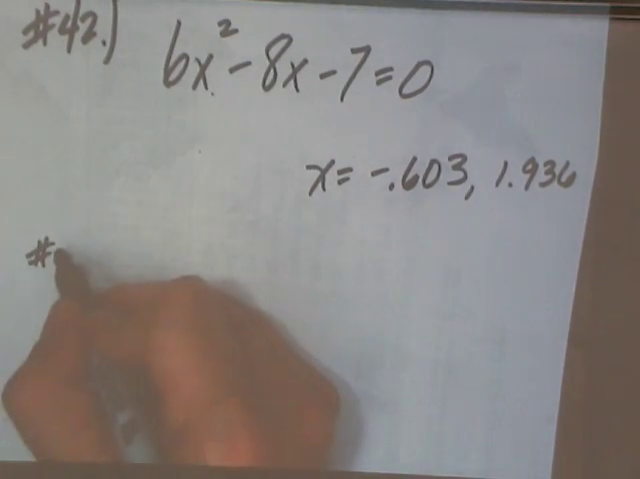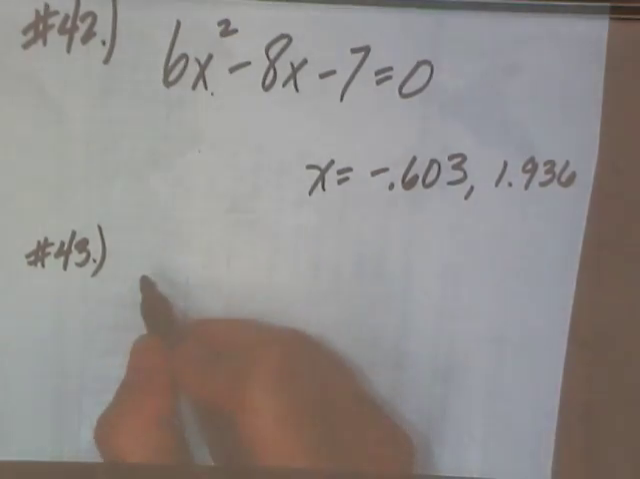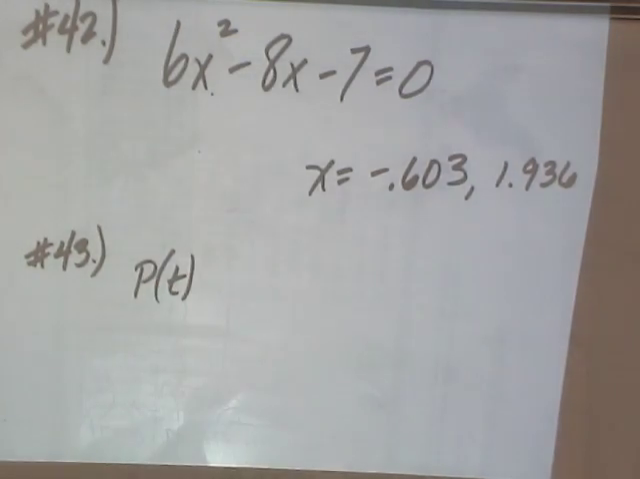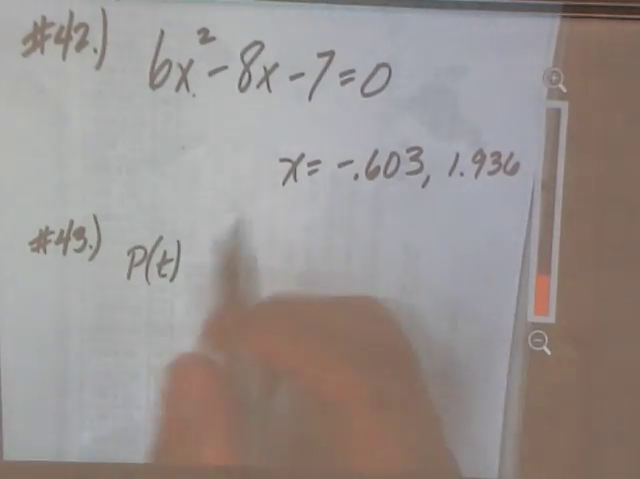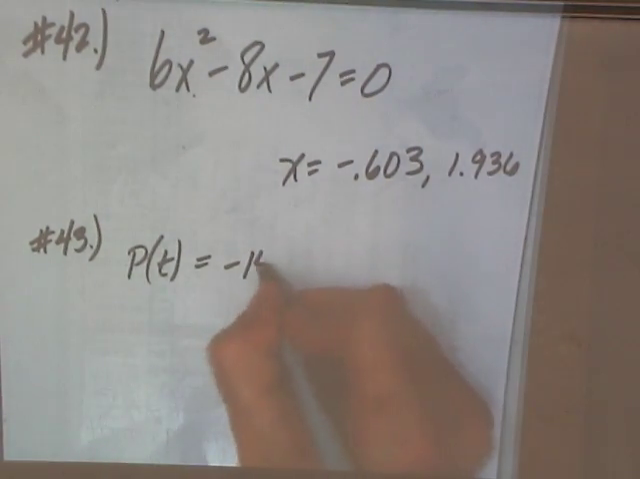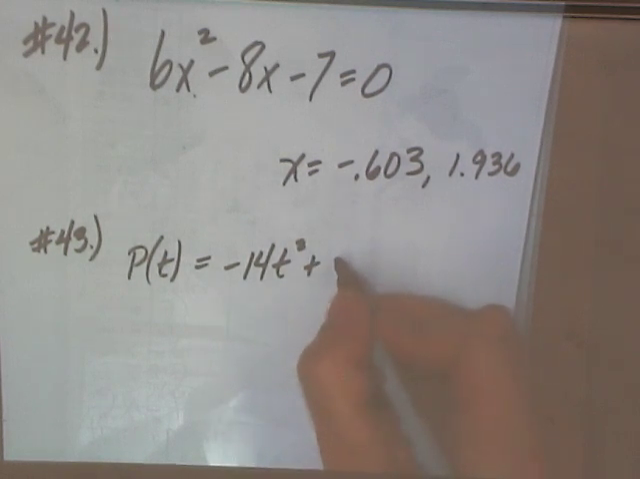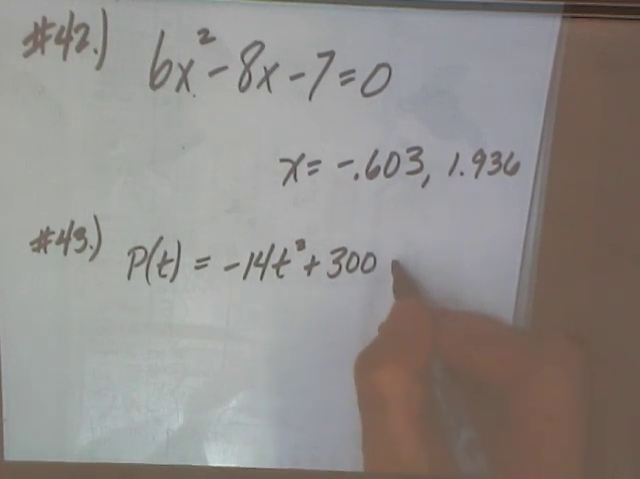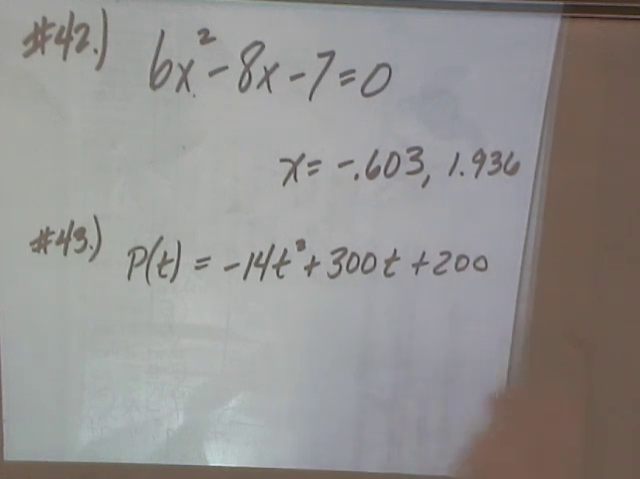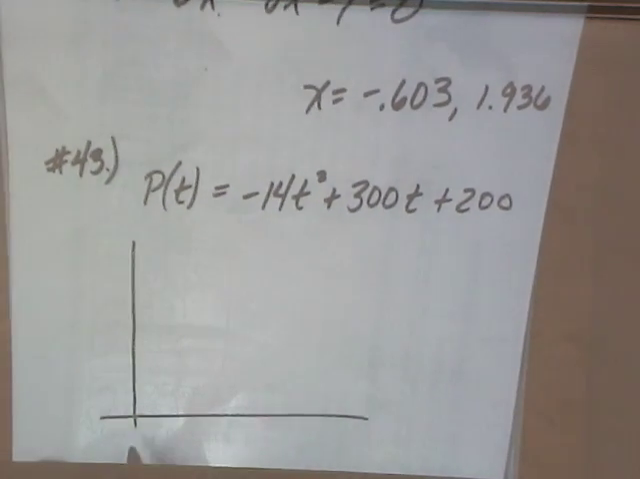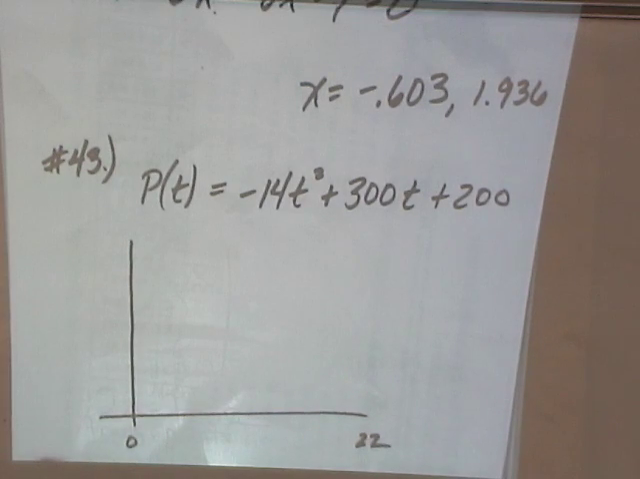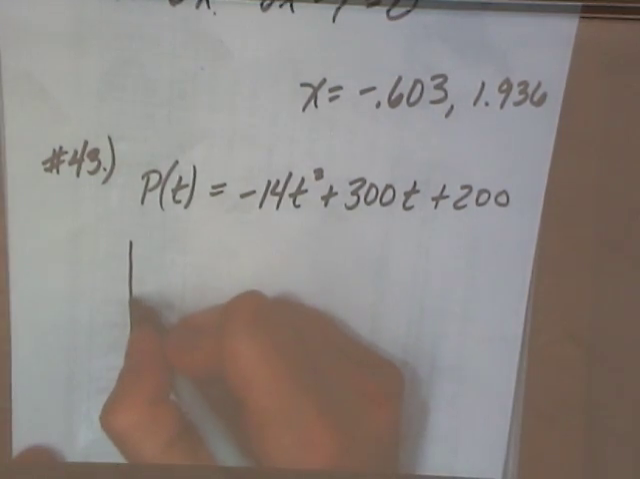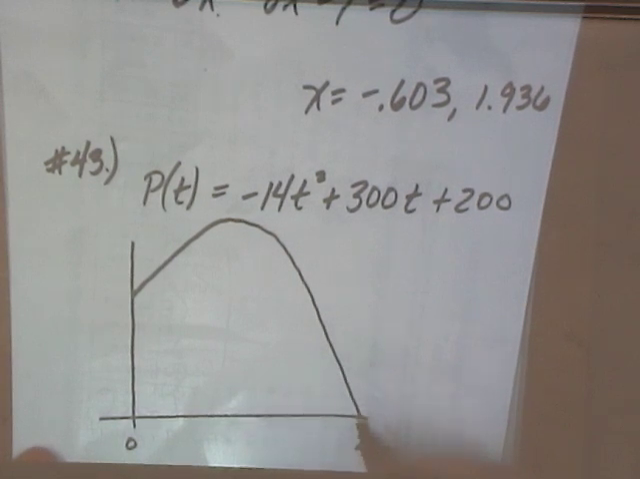43. Think about what we know. It'd be a parabola, right? Opening down. How do you know that? Because that a value is negative? Good. Alright, so if we were to graph this from, say, 0 to 22 days, it would start out, it would go up, and then it would crash.